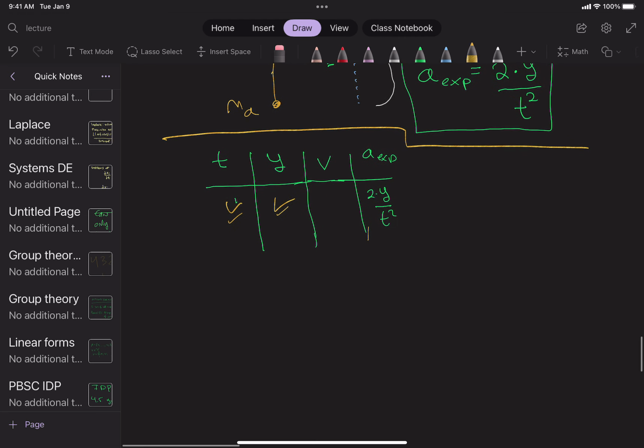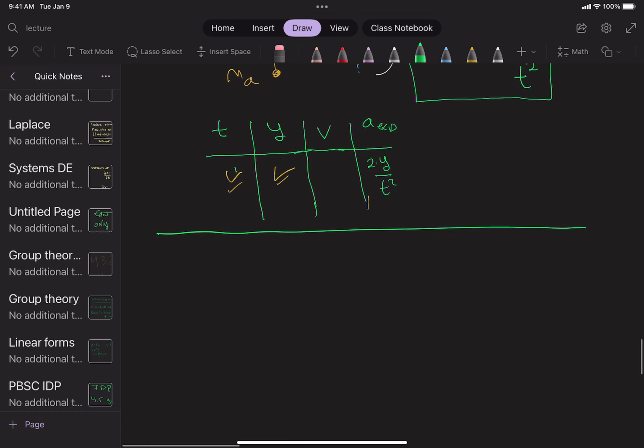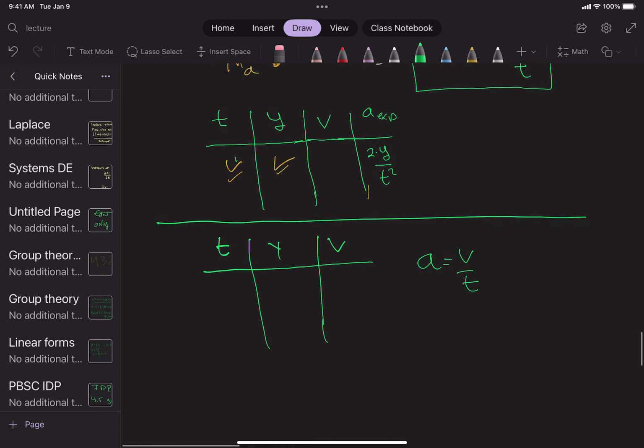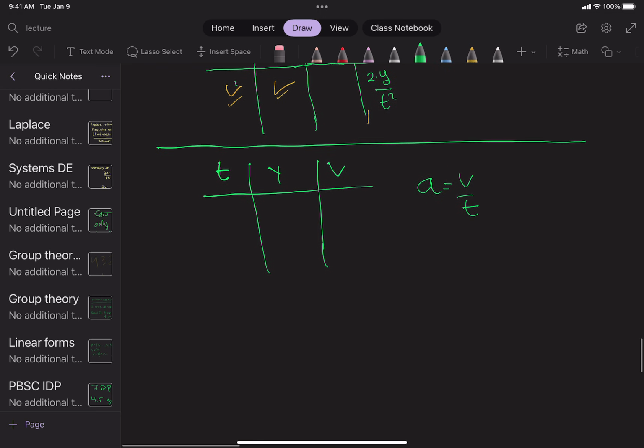And now again, when you run your experiment, the computer is going to give you a table with 3 values: time, distance traveled, and velocity. And here another equation for acceleration is going to be: acceleration equals velocity divided by time. So here you're also going to get another way to calculate the acceleration.